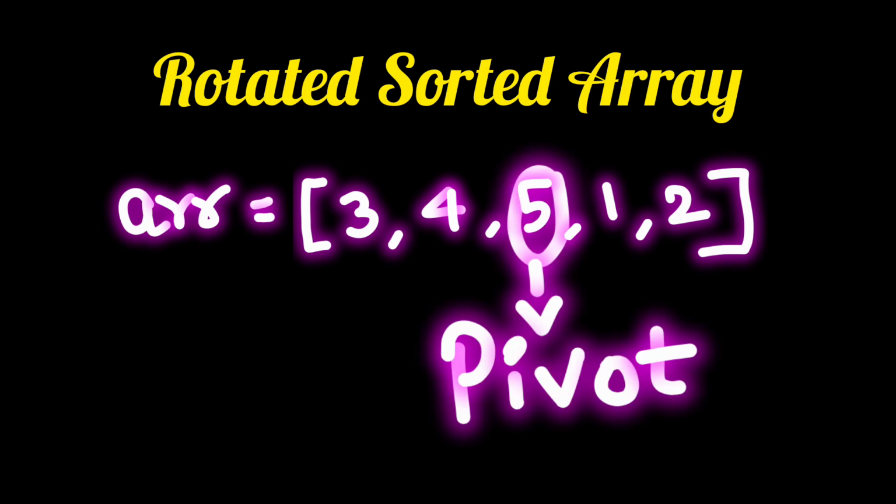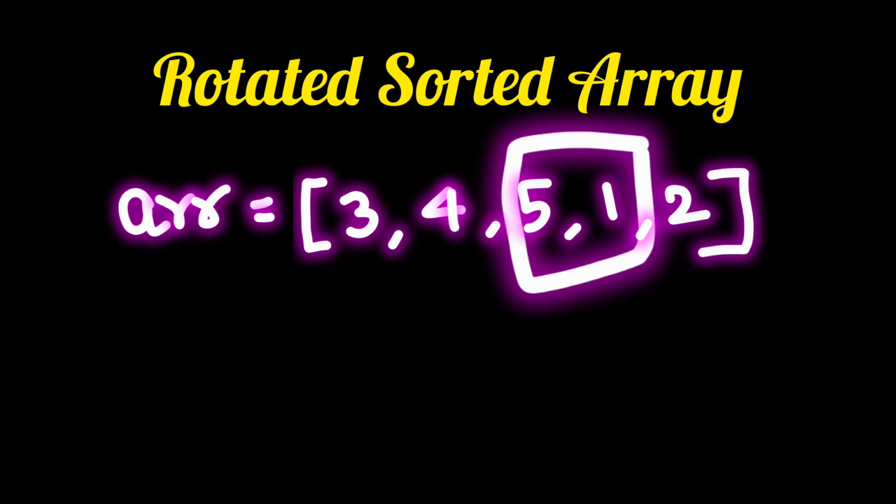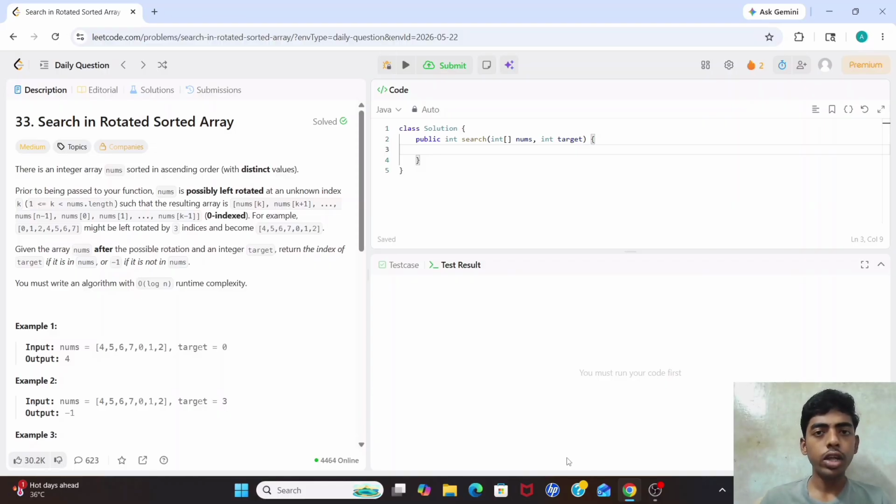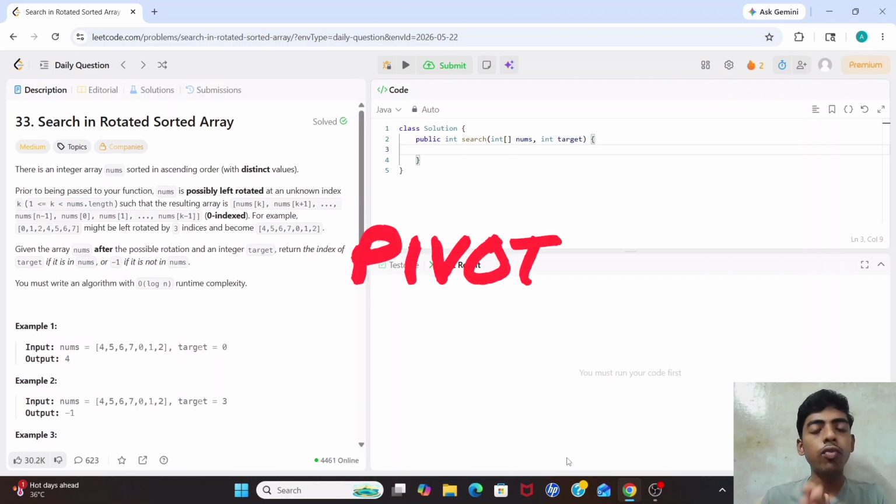How could we find the pivot element? The pivot is the only position that breaks the ascending order. Every next element is greater than the previous one: 5 is greater than 4, 4 is greater than 3, but 1 is less than 5. That is our condition. With this idea, we are going to solve today's problem. Hopefully you have understood what a rotated sorted array is. I will be telling about something called a pivot, so first we need to find that pivot.